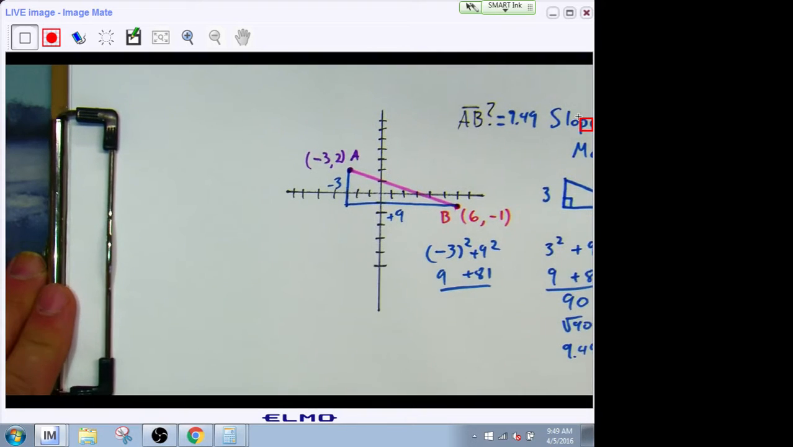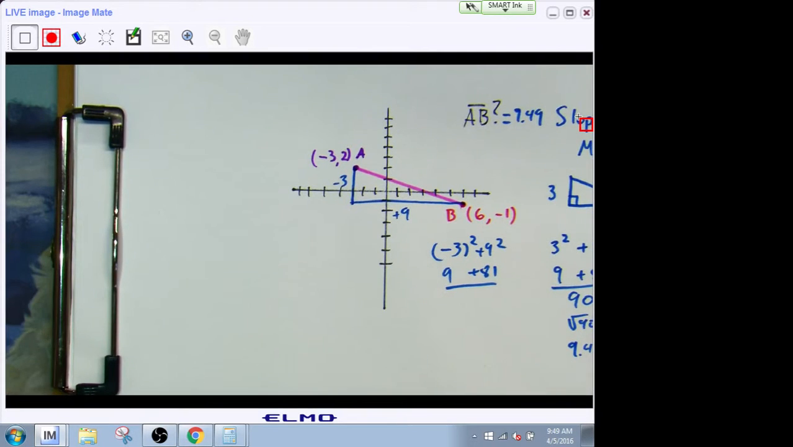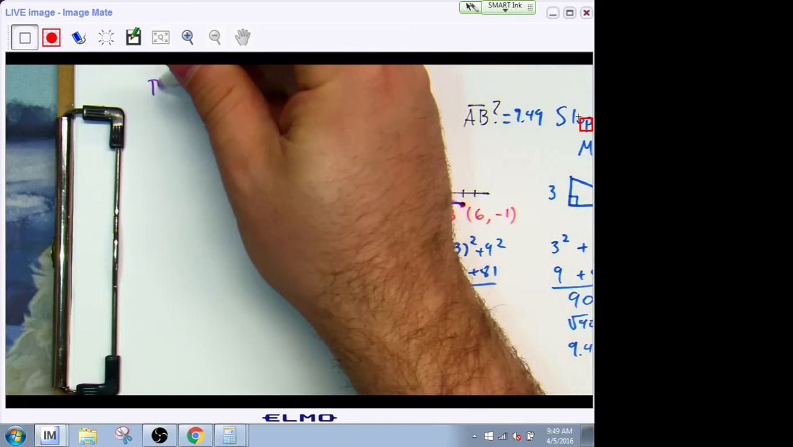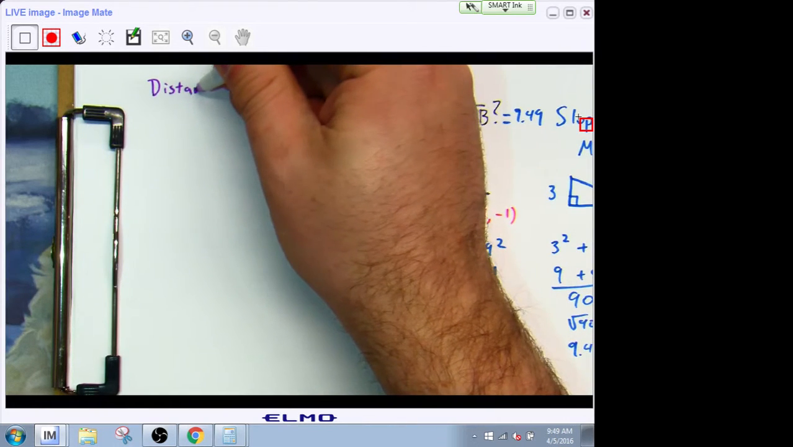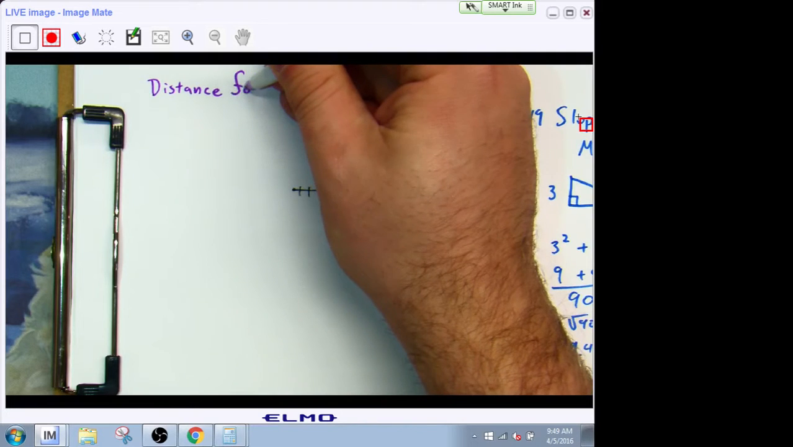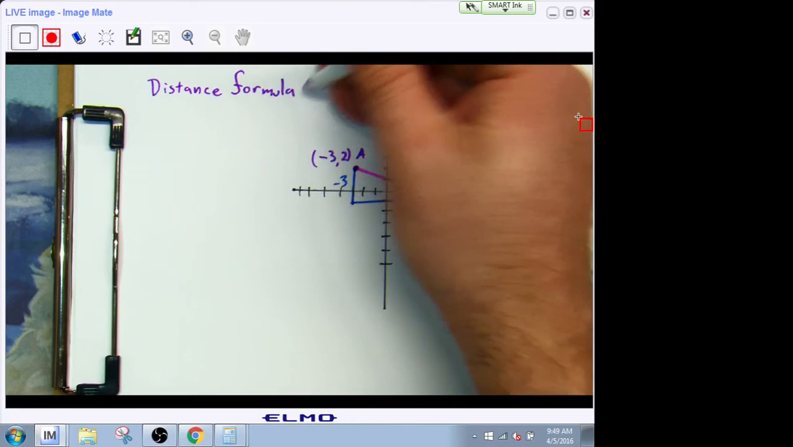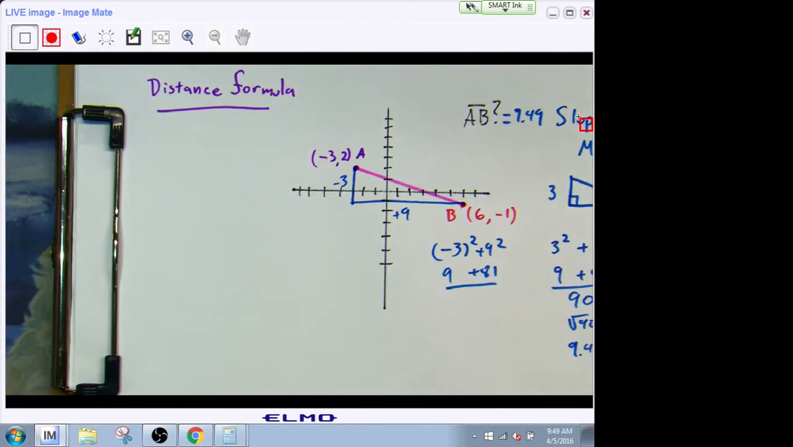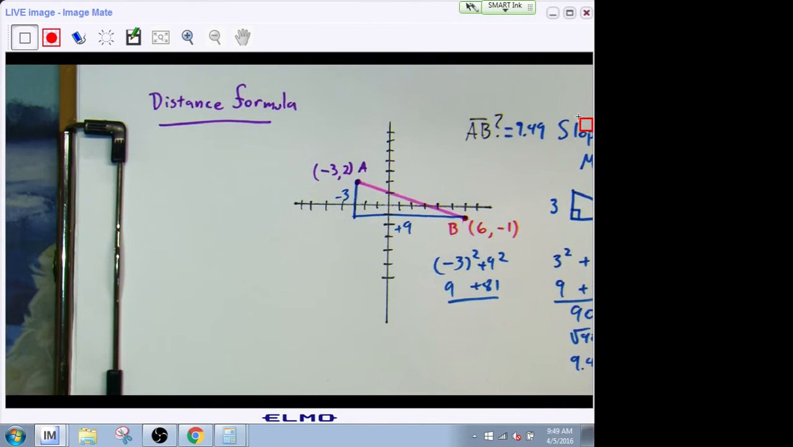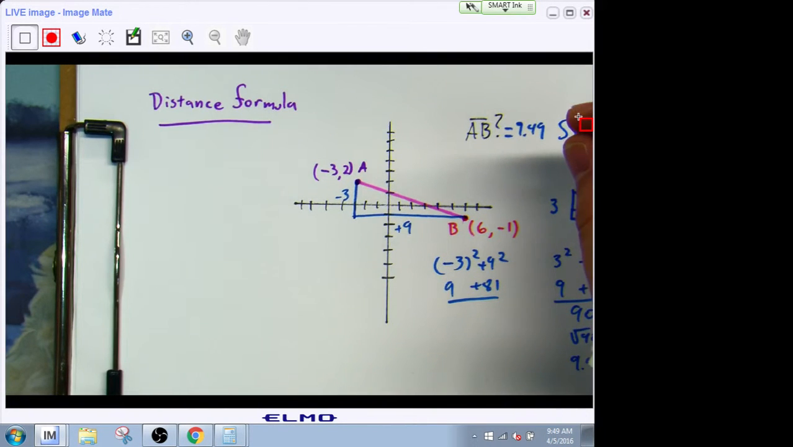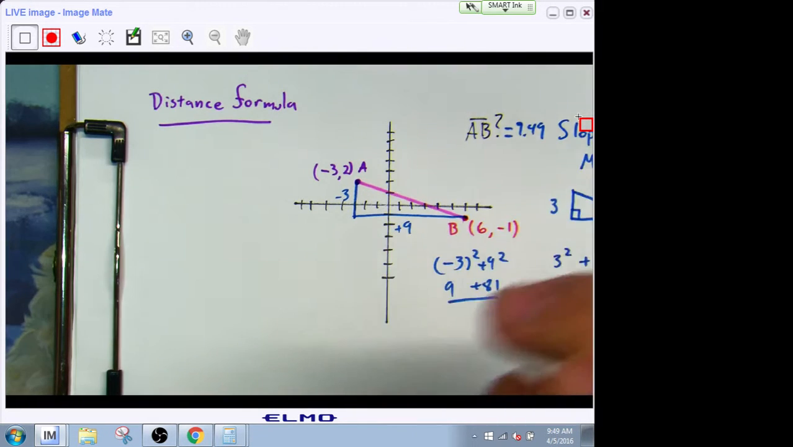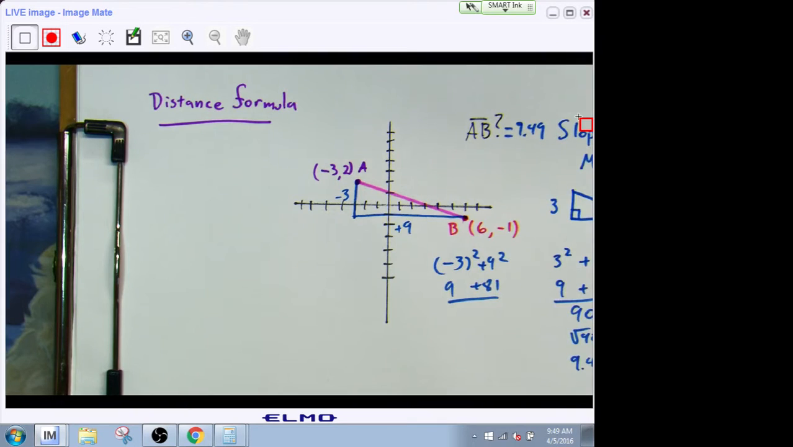All right, so we're going to do this the other way now. We're going to do this a different way. Instead of the slope triangle method, we're going to use the distance formula. For the distance formula, we don't need to have a physical rendition of what's going on here. It can just be the 2 points.